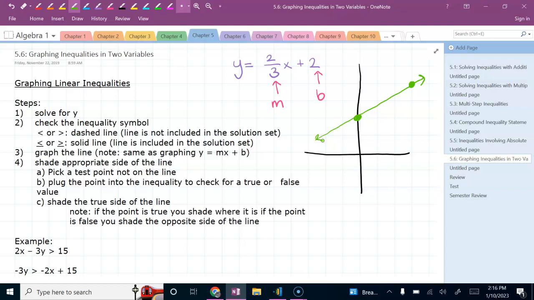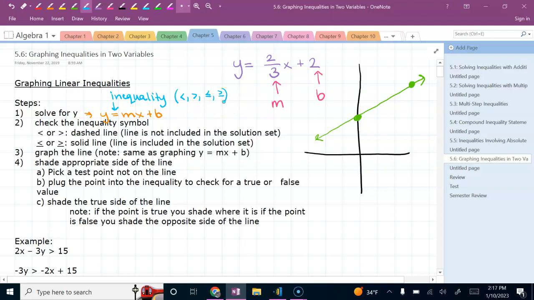Now there might be times that you have to rewrite an equation, so they may not give it to you in slope-intercept form. So when you're doing these steps, the first thing you'll want to do is see if you need to solve for y. Do you need to rewrite the equation so that you get it in that slope-intercept form, back in y equals mx plus b? It's just you won't have an equal sign. This will be an inequality sign instead. So it'll be less than, greater than, less than or equal to, greater than or equal to.